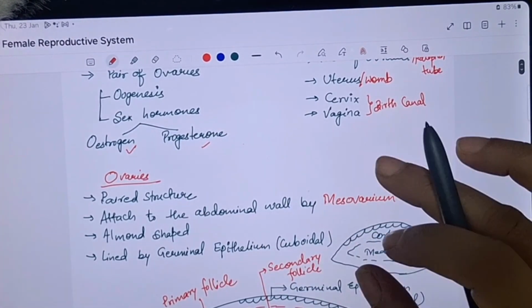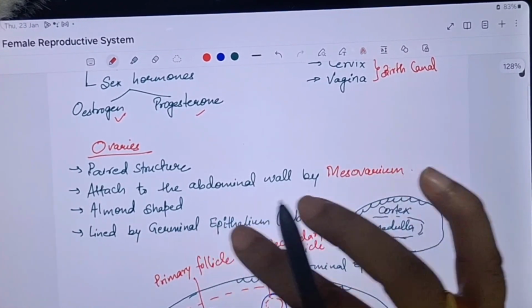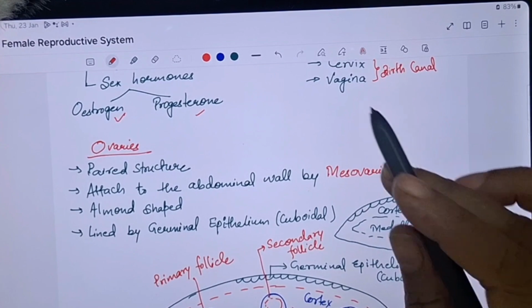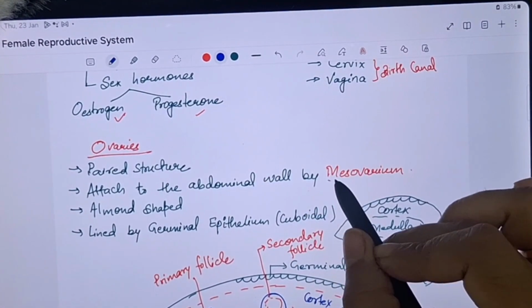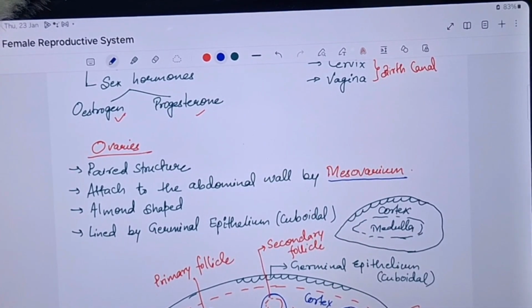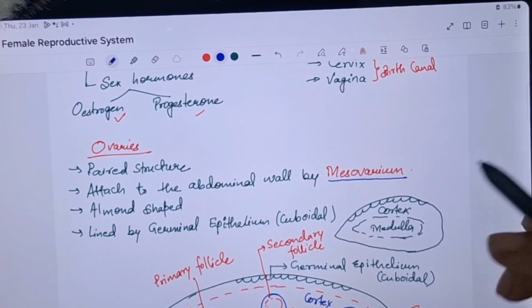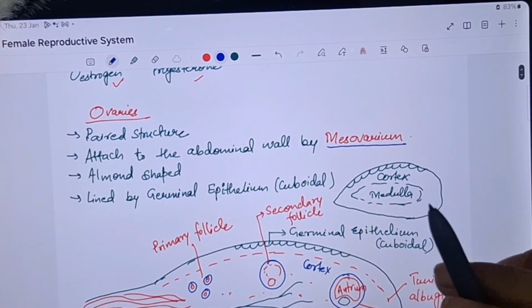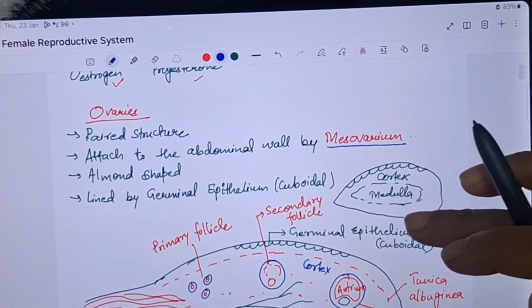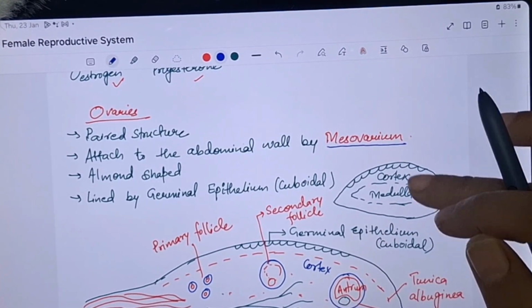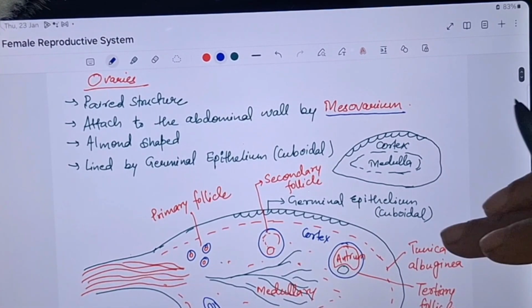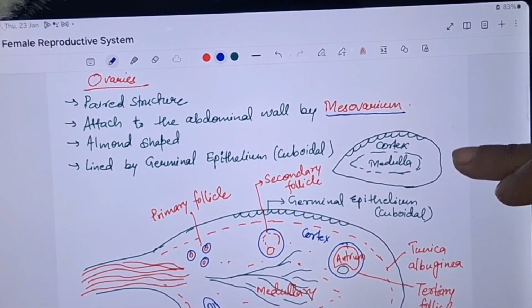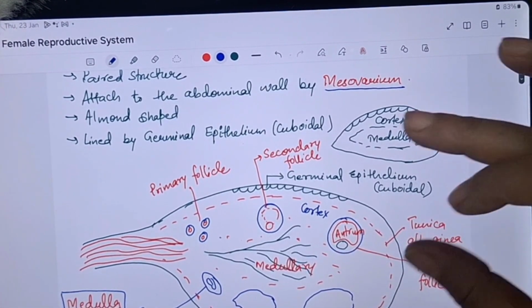Ovaries are paired structures which are attached to the wall of the abdomen by the mesovarium, so that they will not be hanging around. The shape of the ovary is almond-like, and it is internally lined with the germinal epithelium, which later on will be forming the gametes by the process of meiosis.